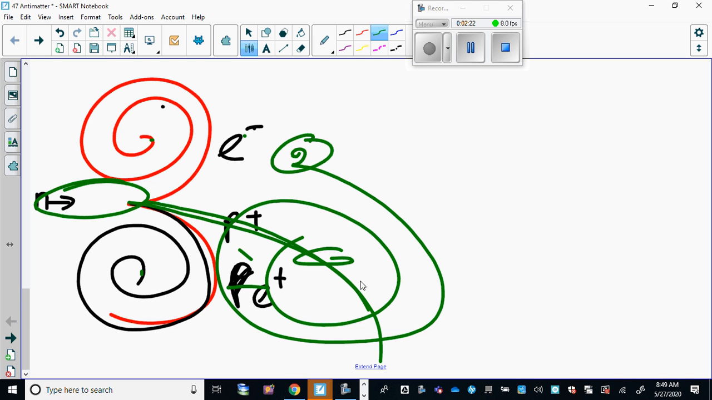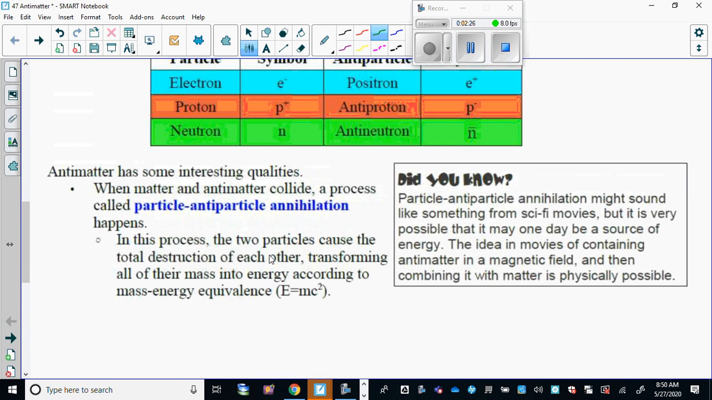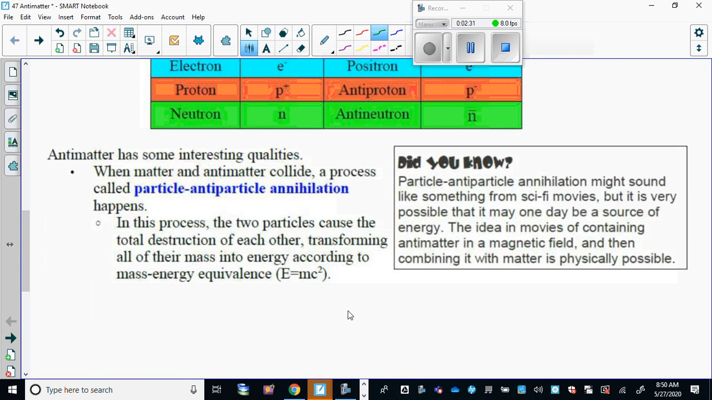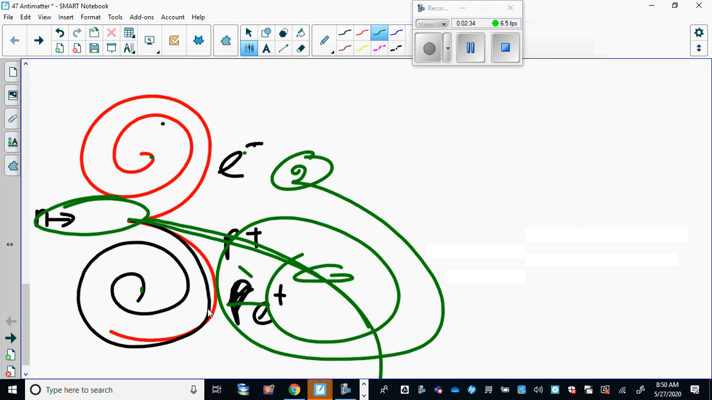And you're going to learn in this lesson about antimatter and about this particle-antiparticle annihilation. And when we learn about that, then that will answer the question of this.